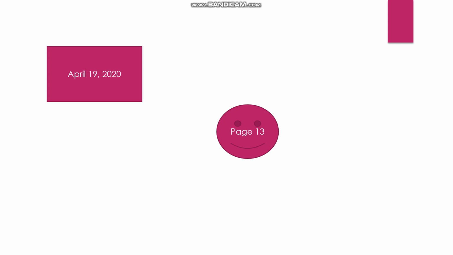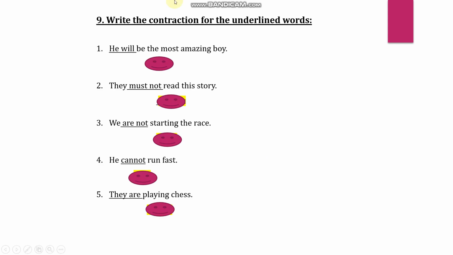Open page 13, write the date, April 19, 2020. Question 9. Write the contraction for the underlined words. This question is asking us to make a contraction. And as you remember, contraction means to put two words together to be one word. Using what? Using an apostrophe.